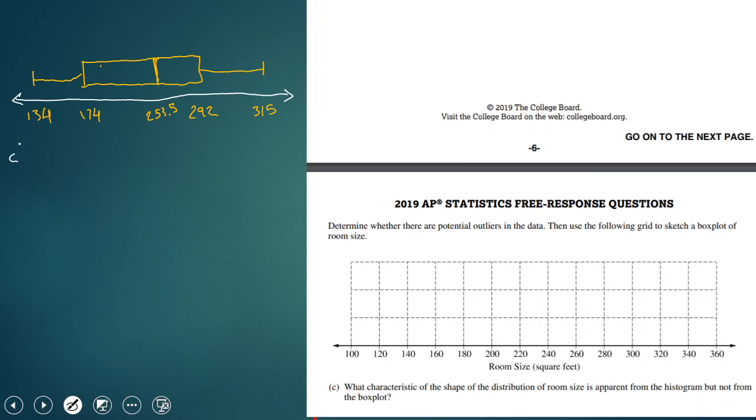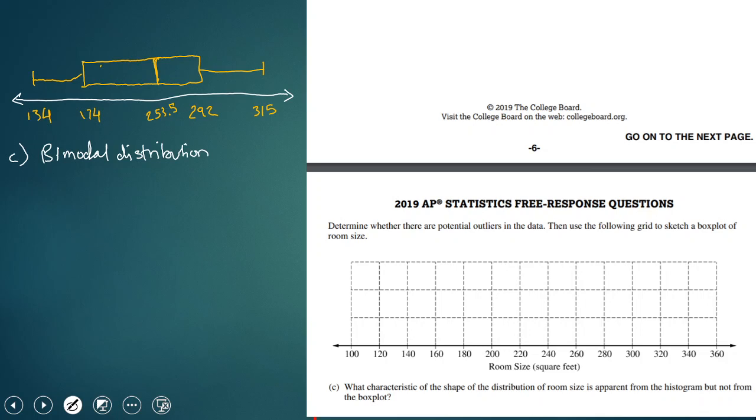Going back to white for part C, what characteristic of the shape of the distribution of room size is apparent from the histogram but not from the box plot? Well, if you remember all the things that we discussed in shape, it's the very first thing that we can't really see, that it's a bimodal distribution. You have no way of ascertaining that it is a bimodal distribution through the box plot. But the histogram tells you the general cluster distribution, and so you can see trends of shape like this.